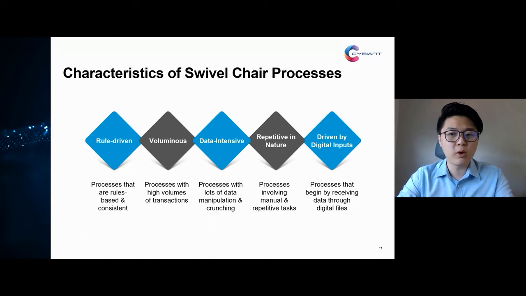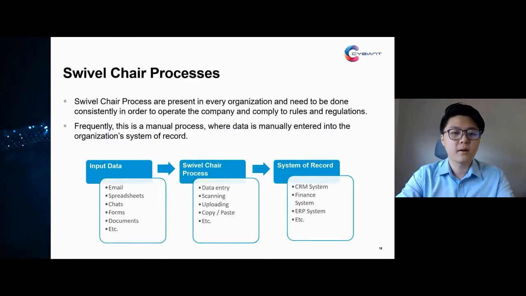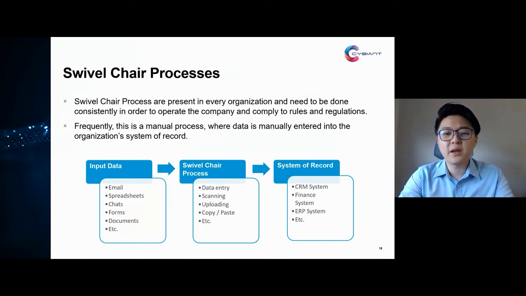Let us look more into the swivel chair processes. Swivel chair processes are present in every organization, and they need to be done consistently in order to operate the company and comply with the rules and regulations. Frequently, this is a manual process whereby data is manually entered into the organization's system of record. In other words, swivel chair processes involve getting data from one source and entering it into another source.